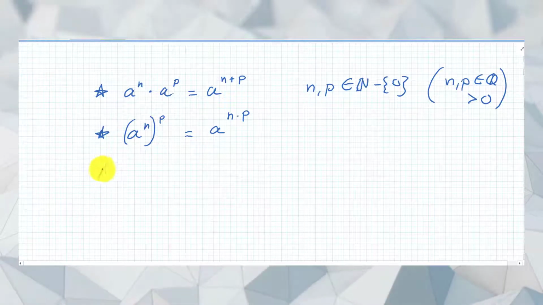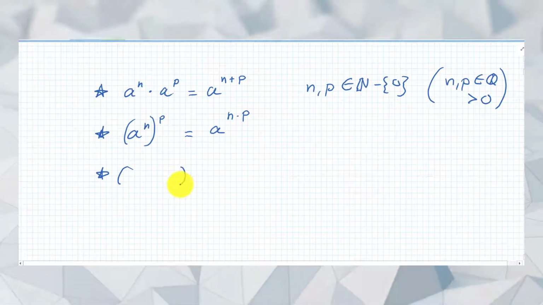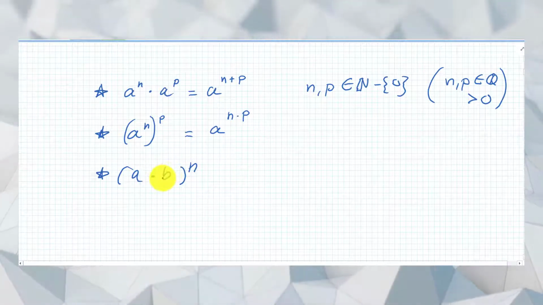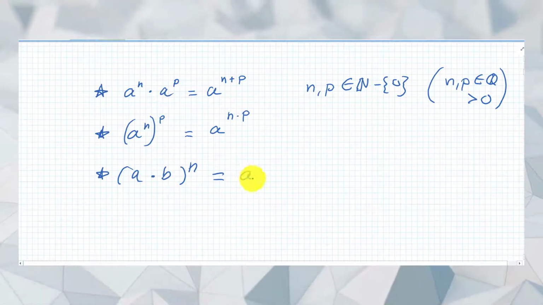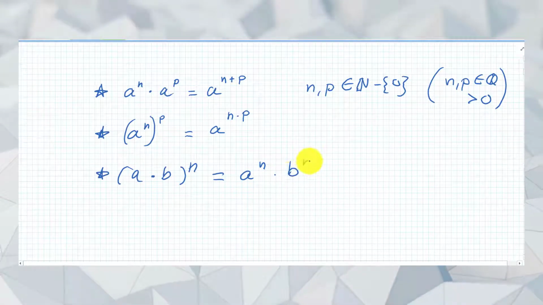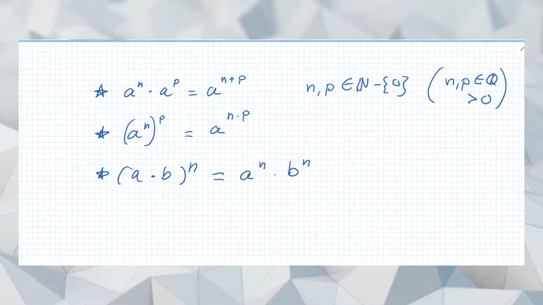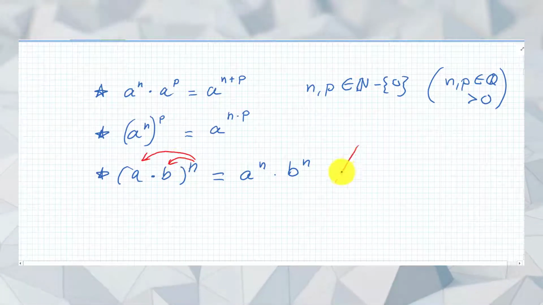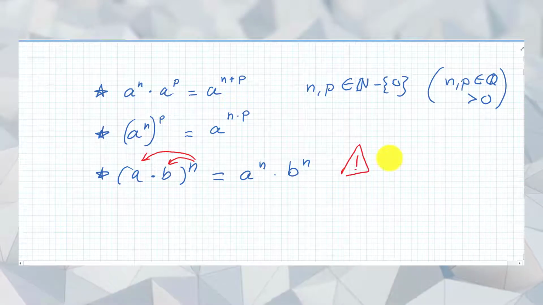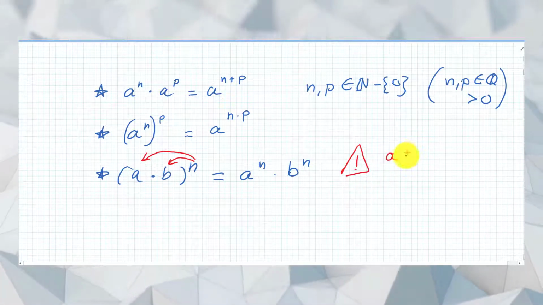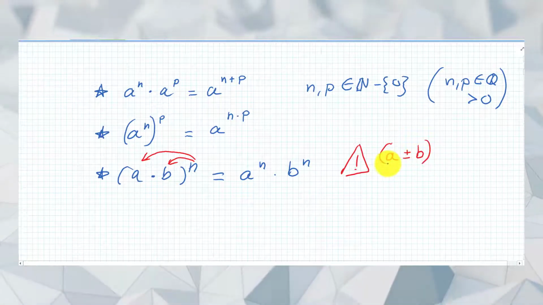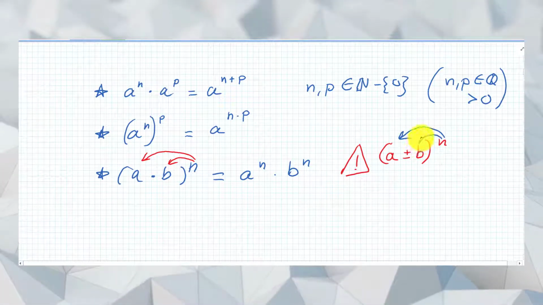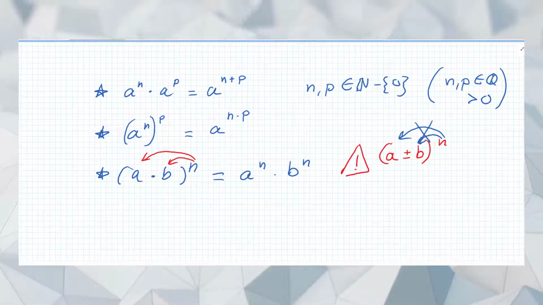The third property deals with raising a product to a power. For example, a times b, to the n. This is a to the n times b to the n. So in this case, the power distributes over the product. Please be very careful. This is not true when you raise a sum or a difference to a power. In this case, the power does not distribute over a sum or a difference.